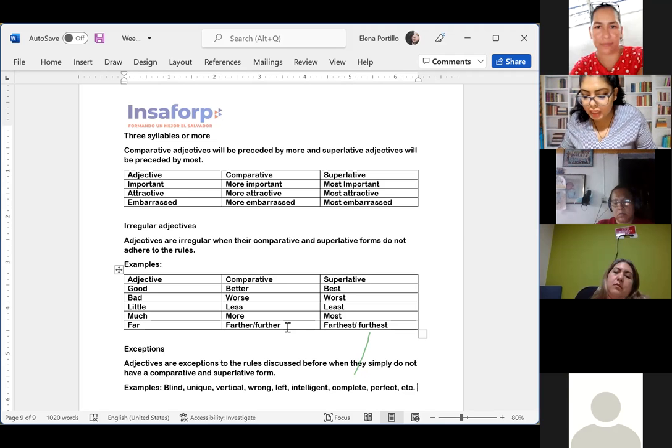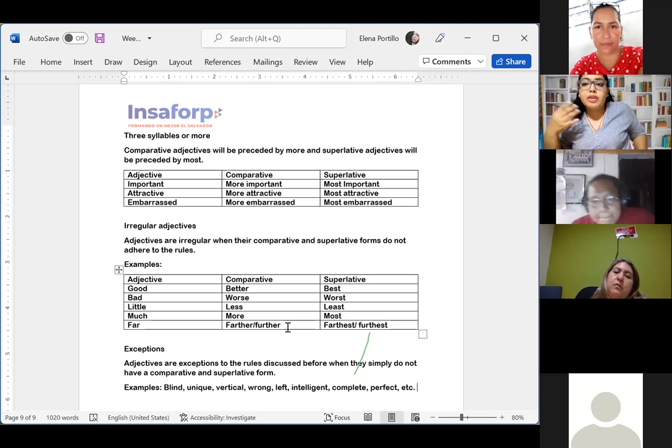So we have the positive, the comparative, and the superlative of the adjectives. And it has 7 pages. It's a really, really long document, but it is very necessary. We have the positive. Why is it positive? Because in this case, it is not changing anything in the adjective. Then we have the comparative form of the adjective and the superlative form of the adjective.